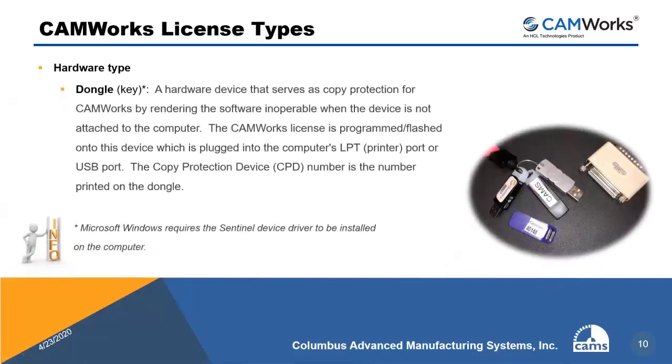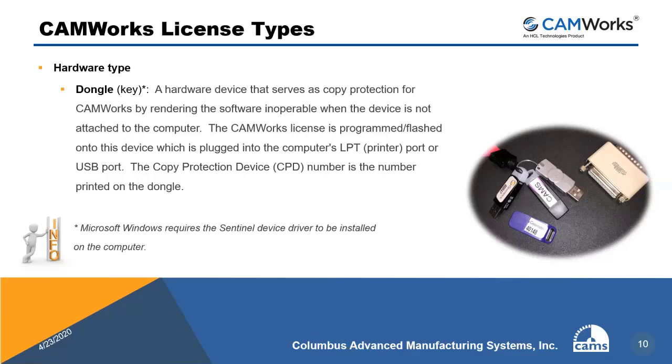The first license type is the hardware type. It is a dongle or a key. It's a hardware device that serves as a copy protection for CAMWorks by rendering the software inoperable when the device is not attached to the computer. So the CAMWorks license is programmed and flashed onto this device, which is plugged into the computer's LPT port or USB port. The copy protection device CPD number is printed on the dongle.